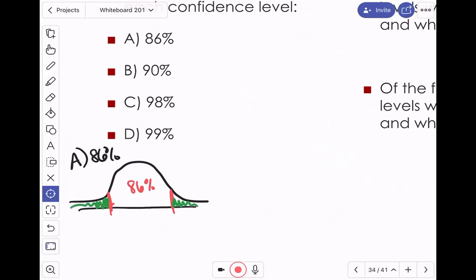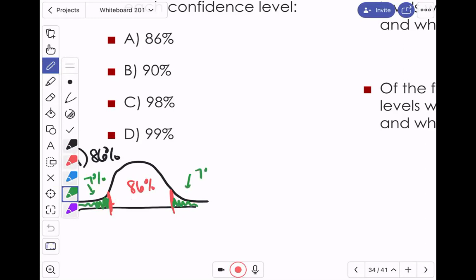How are we getting 7%? 86% on the inside. How much on the outside? 14%, right? Cut 14 in half, you get 7% here and 7% here. I'm looking for this z-score right here, the right-hand z-score. So I need to find out how much area is up to that 7%.